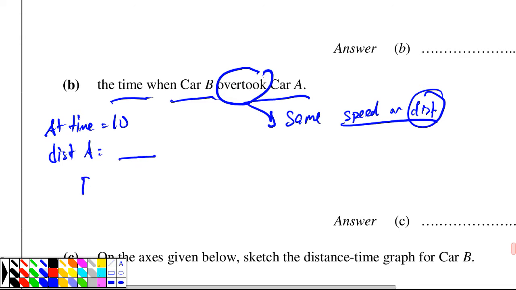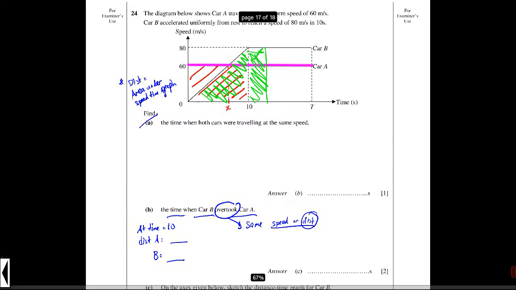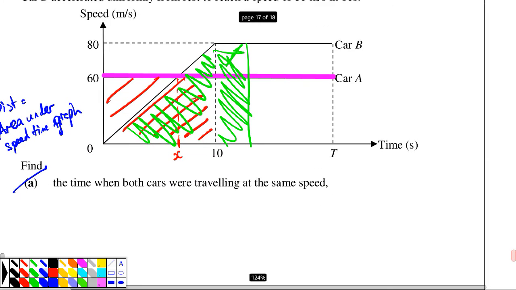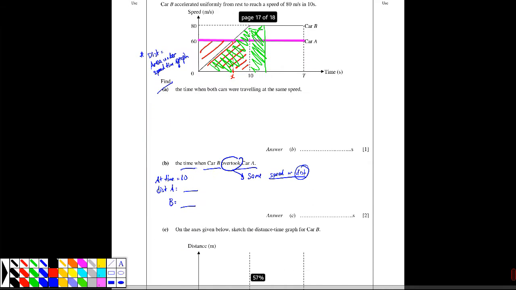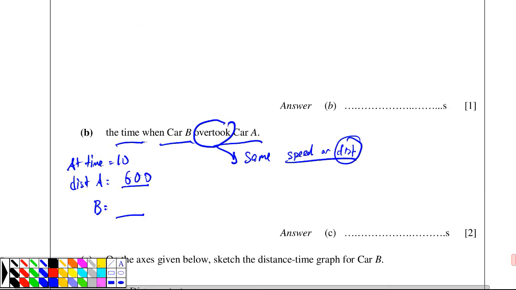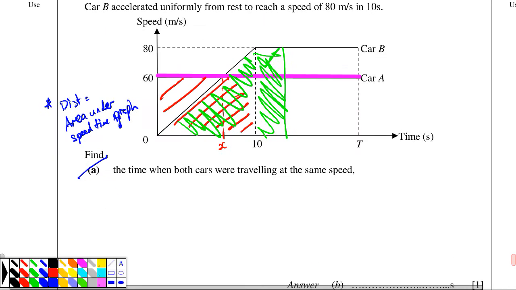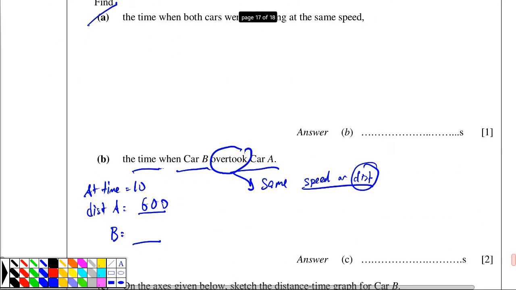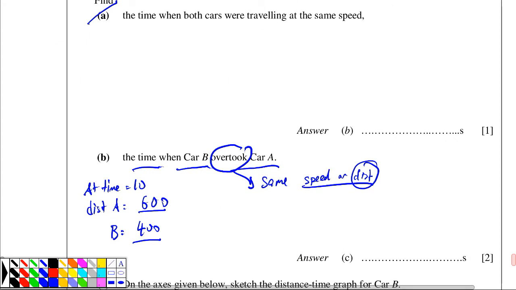Distance of B equals to what? You answer it. 60 times 10, 600. So for the rectangle it is 60 times 10, 600. So the first one is 600. What about the second one? Area of triangle, half times 10 times 80. What's the answer? 400.